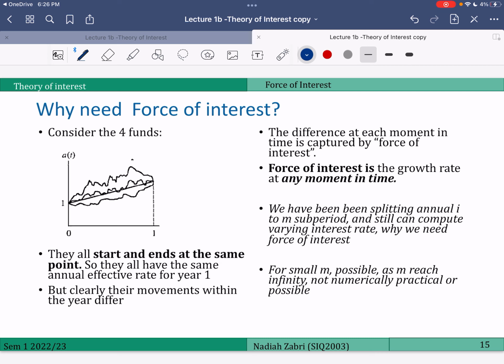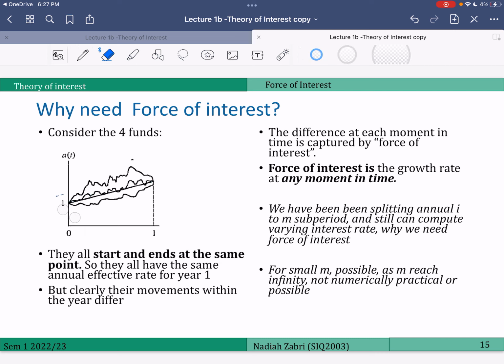Consider these 4 funds. We have 4 lines here, 1, 2, 3, 4, and all 4 of these funds start at the same point and end at the same point. So within a year it earns in total the same amount of interest. Over 1 year they earn the same amount of interest. However, the actual experience within the year in each moment.